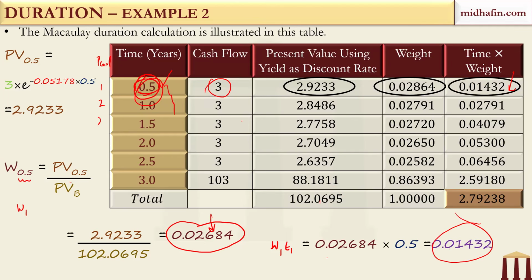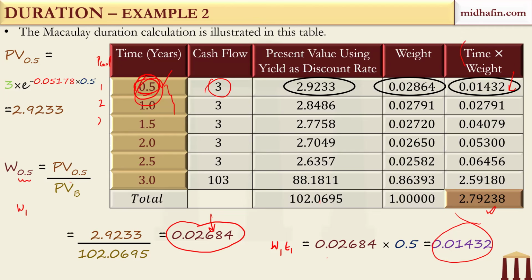Similarly, you add it for all the time points. You calculate the time times weight for all the time points, and you get 2.79238 years. So it means that the average time by which all the cash flows of the bond are received is 2.79 years approximately. Okay. And you all know that for a zero coupon bond, duration is always equal to its maturity, because all the cash flows are being received at the end only.